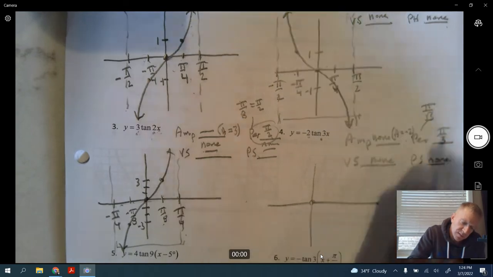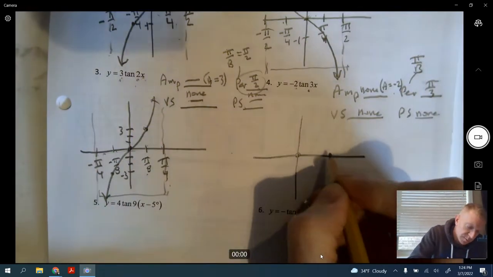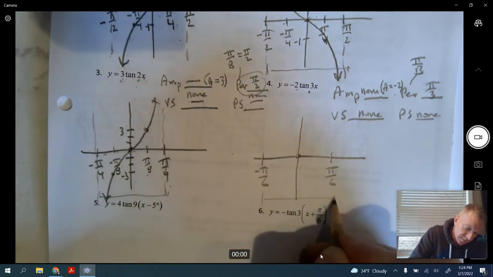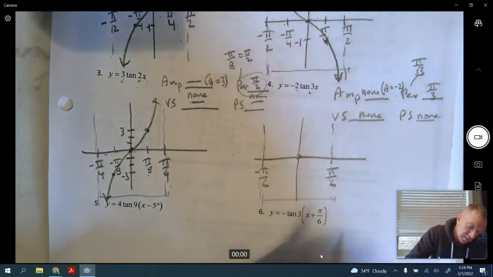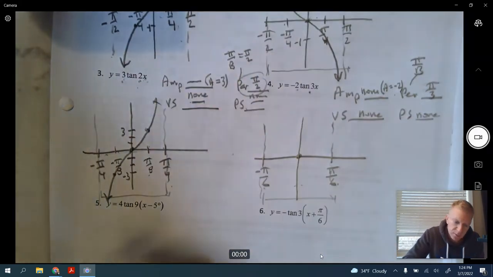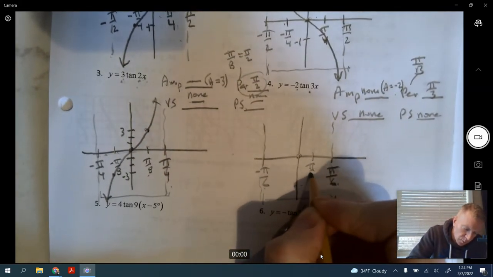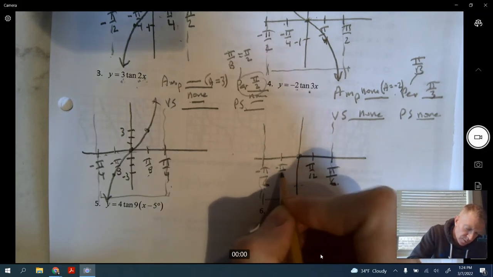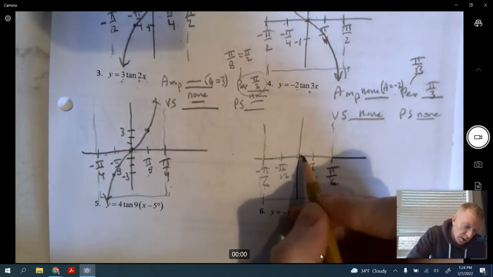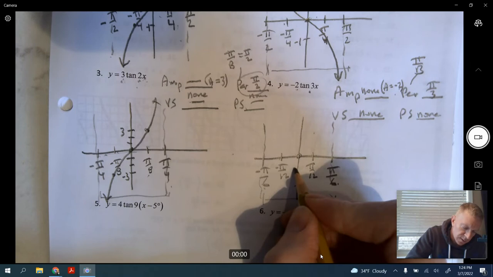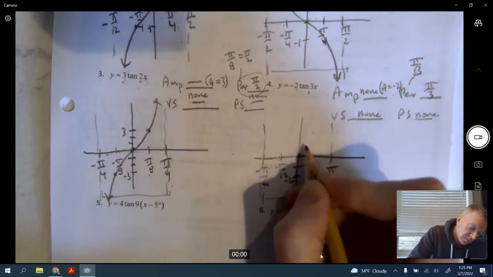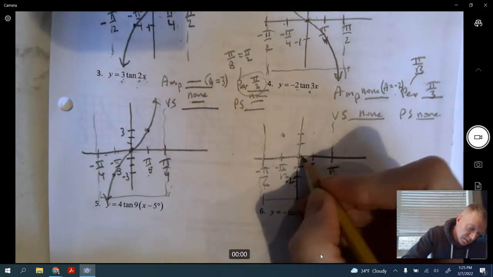No horizontal shift or phase shift. We're going to go half the period to the right. Half of pi over 3 is pi over 6, and negative pi over 6 to the left. So that distance from asymptote to asymptote is going to be pi over 6 plus pi over 6, 2 pi over 6 or pi over 3. Halfway to pi over 6 is pi over 12 and negative pi over 12. At the quarter marks, normally we'd be up at positive 2, but it's upside down, so we're at negative 2. And at negative pi over 12, we're going to be up at positive 2.